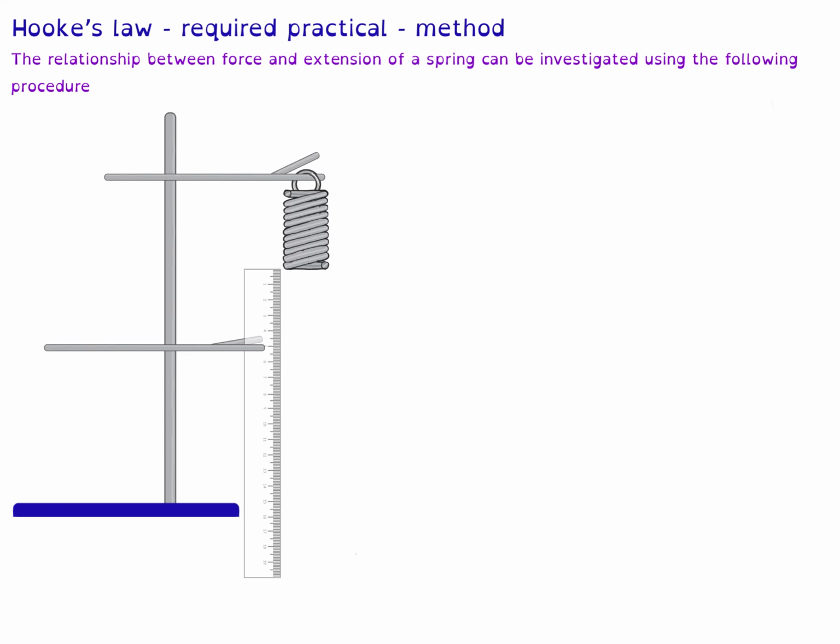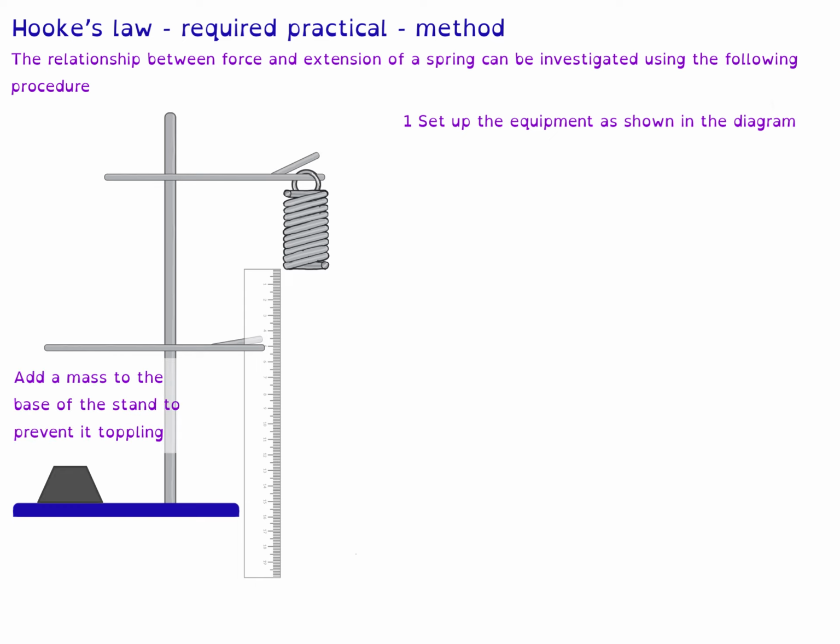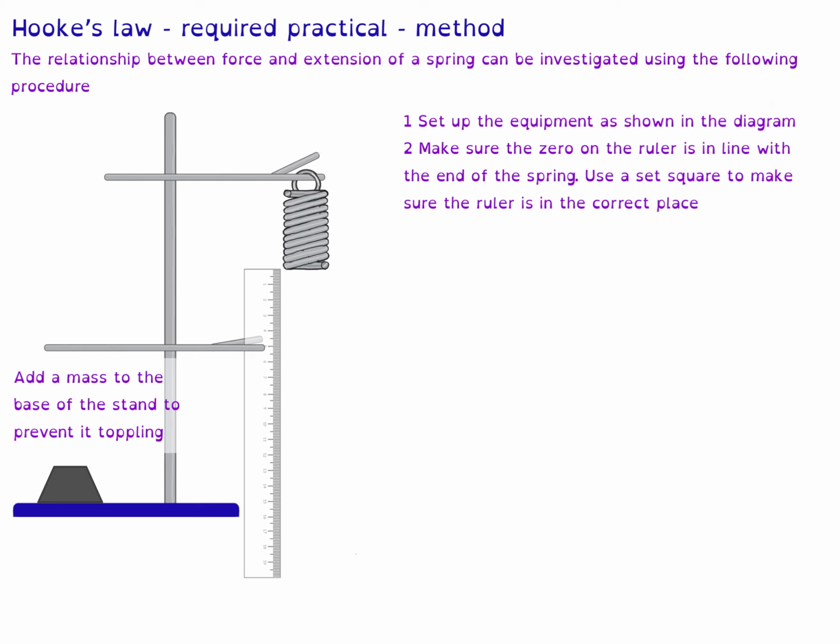The relationship between the force and extension of a spring can be investigated using the following procedure. Set up the equipment as shown in the diagram. Add a mass to the base of the stand to prevent it toppling. Make sure that the 0 on the ruler is in line with the end of the spring. Use a set square to make sure the ruler is in the correct place.